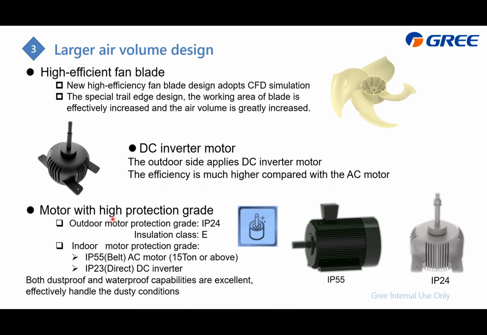And here is the protection grade, just for your reference. For the outdoor, it is IP24 and installation class E, and the indoor is IP55. For the belt, it is AC, for 15 ton or above. And for the DC inverter, it is IP23, directly conductive. Both the outdoor and indoor fan motors are dustproof and waterproof, which means they can work in a production environment.